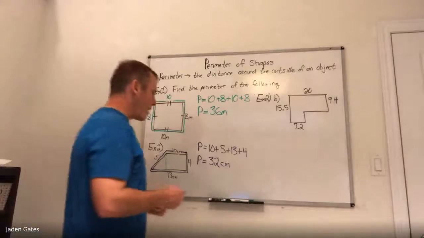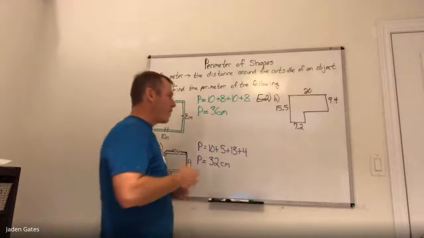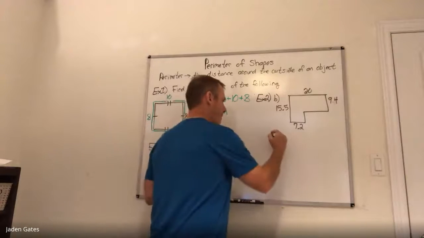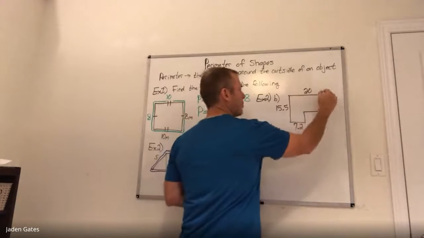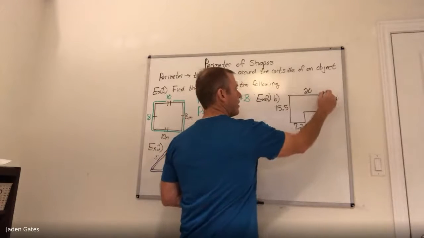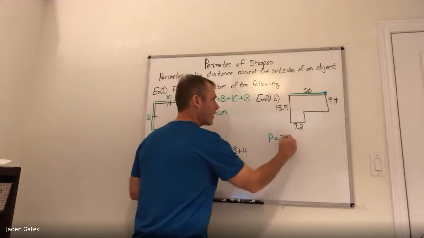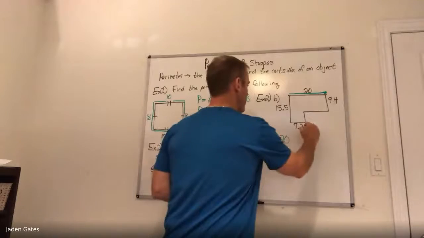All right, so then we have our next one here. Example B, kind of a funny looking shape. And again, I'm going to look for my perimeter. That's what we're all about. All right, so I'm going to start at a certain spot. So I guess I'll start right here. And so I move along the top. And that has a length of 20. Actually, I should put the units on there. Meters. Everything's in meters.